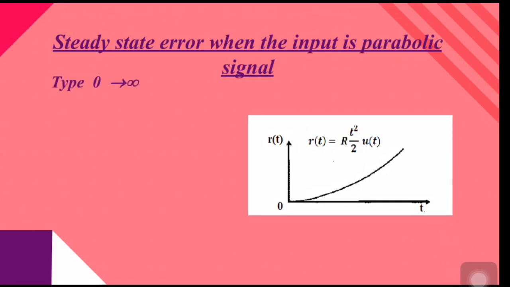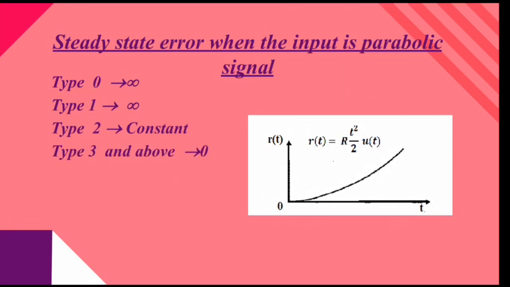When we apply a parabolic signal to type 0 system, its steady state error will be infinity. And for type 1 it is infinity, type 2 it is a constant, and type 3 and above it will be 0. Clear? A constant steady state error for parabolic signal is illustrated in this figure. This is our reference input and this is output. At this region, the difference between reference input and output is a constant, or you can say that its steady state error is constant.